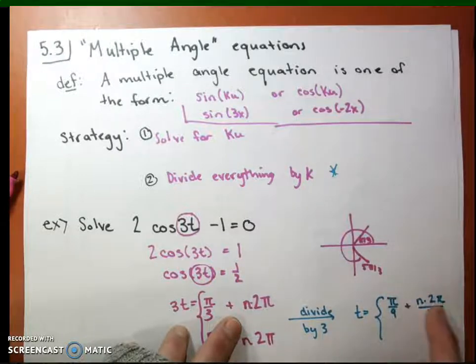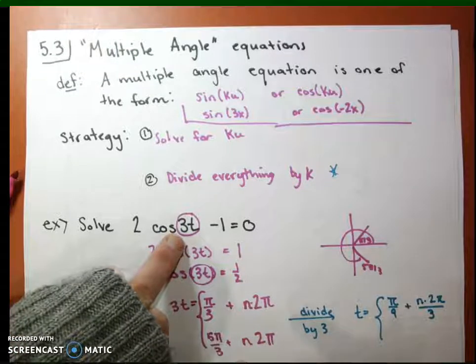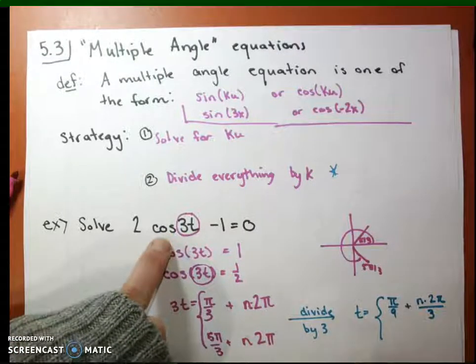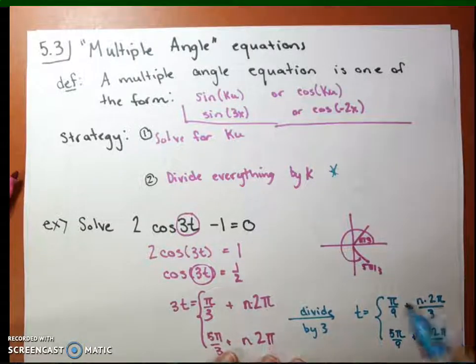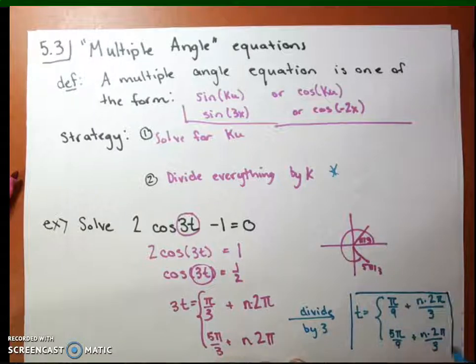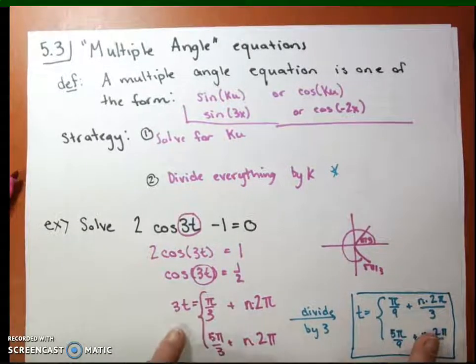I have to divide this part by 3 as well, because this function has a different period than the function just cosine of t. And my second solution will be 5 pi over 9 when I divide this by 3, plus n times 2 pi divided by 3. So that's my answer. Same as usual, with one more step, dividing by 3.